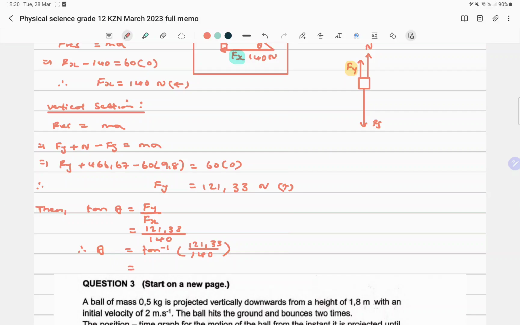Hey guys, I'm relaxed. I was supposed to have finished this question before I got to an hour. So shift tan of this ratio, 121.33 divided by 140, is the thing that can be done. So I'm getting 40.91 degrees. Okay, so that is the answer.